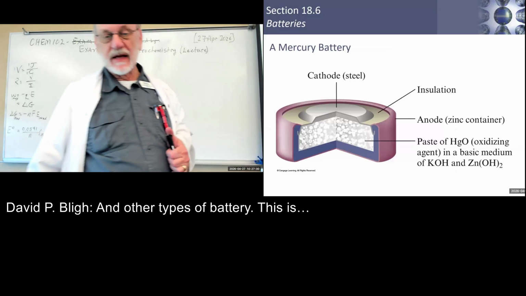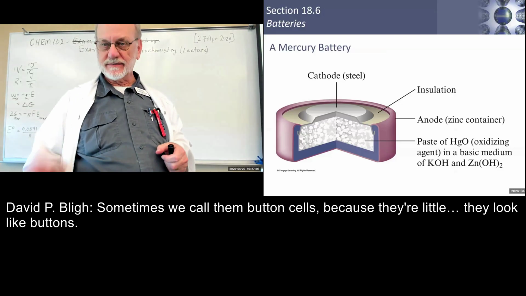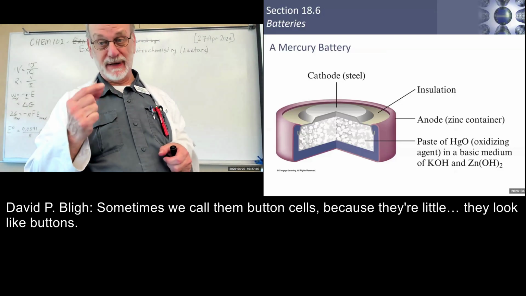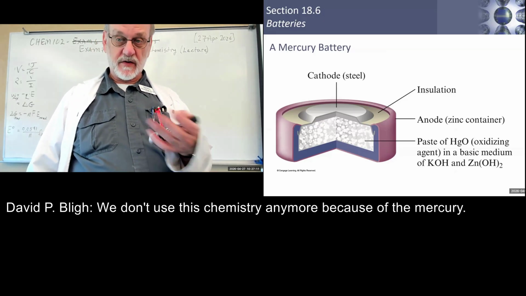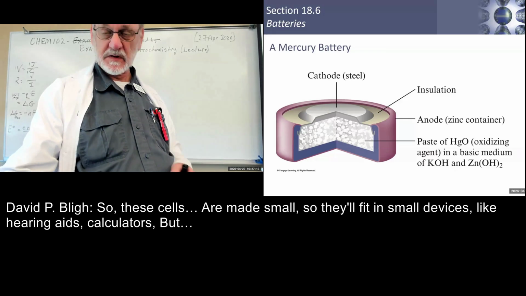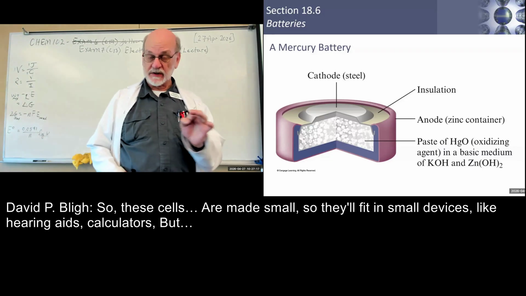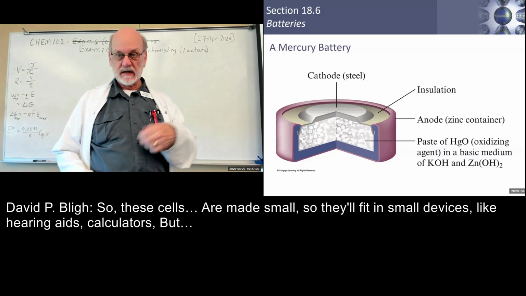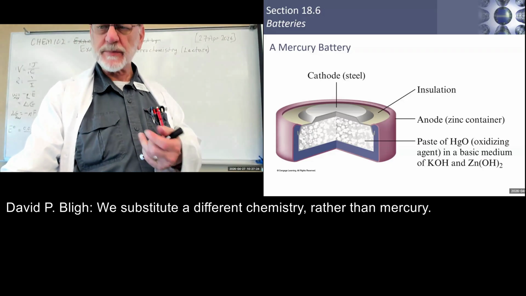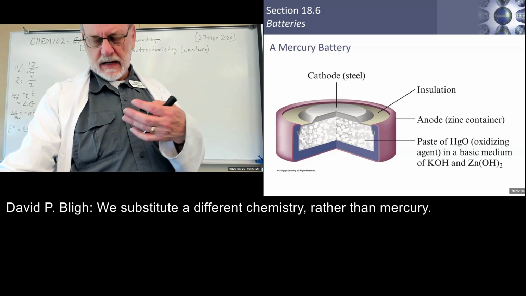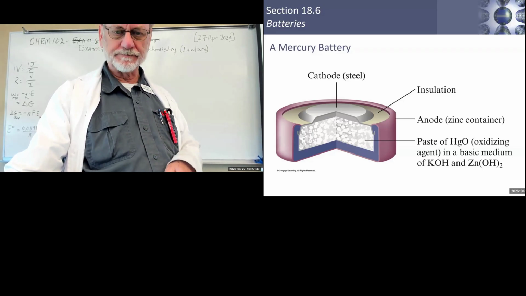Another type of battery, sometimes we call them button cells because they're little, they look like buttons. We don't use this chemistry anymore because of the mercury. So these cells are made small so they'll fit in small devices like hearing aids, calculators, but we substitute a different chemistry rather than mercury, but it still works.